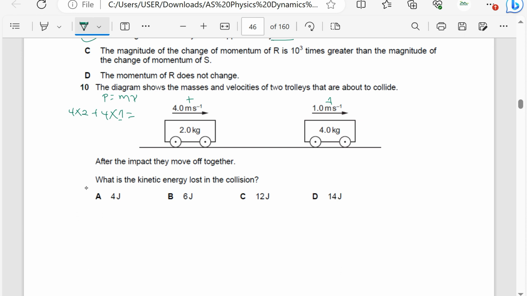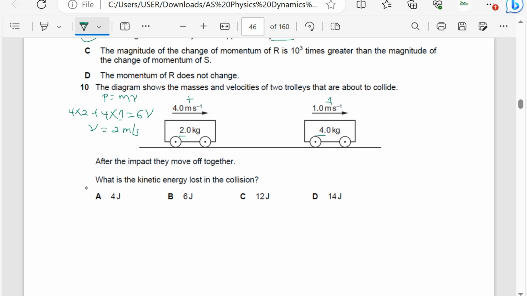Since they stick together, their total mass is 2 plus 4, which is 6, times their common velocity v. So 8 plus 4, 12 divided by 6, that is giving us 2. So v is going to be 2 meters per second. That is their common velocity.